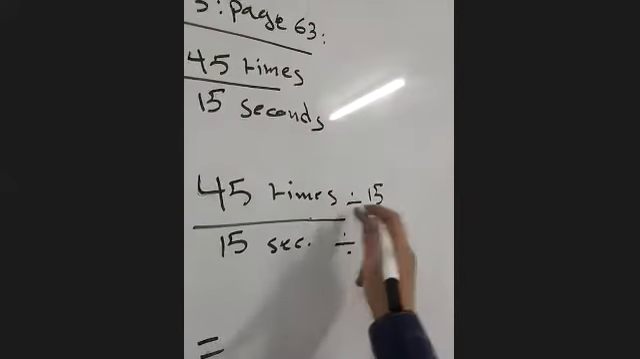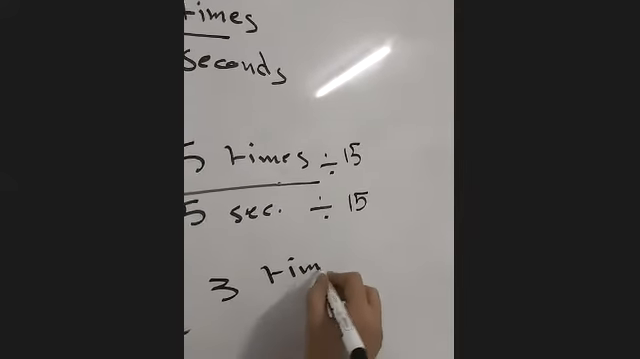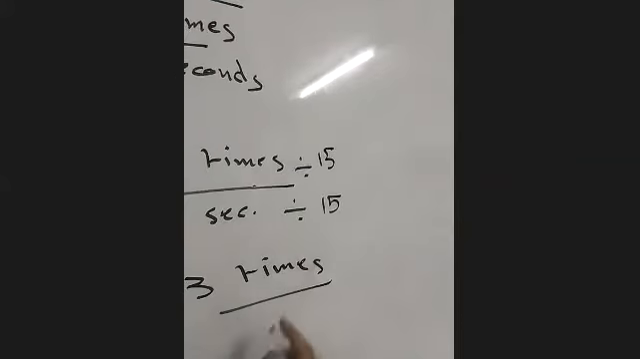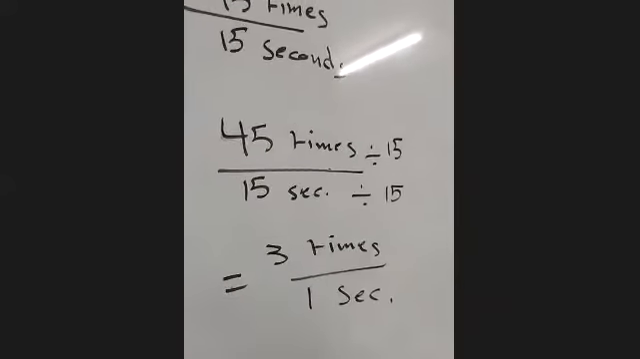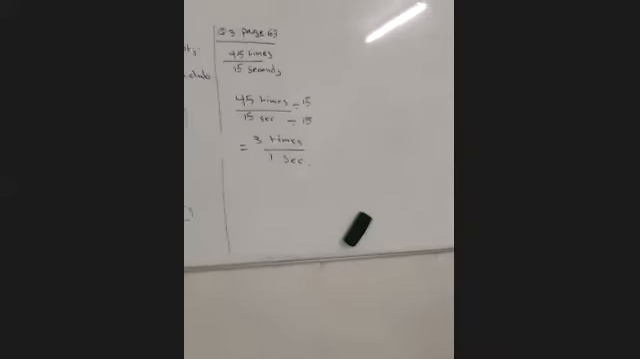Now, 45 divided by 15 is 3 times, and 15 divided by 15 is 1 second. So the answer is 3 times in 1 second. Thank you. Study well, mister, study well.